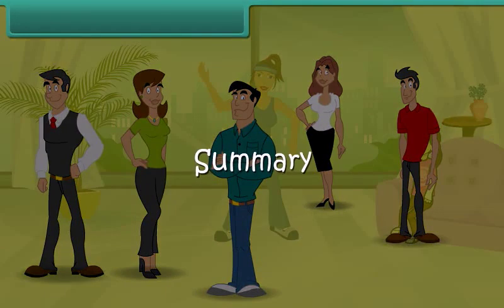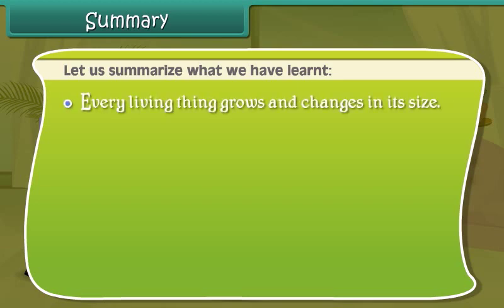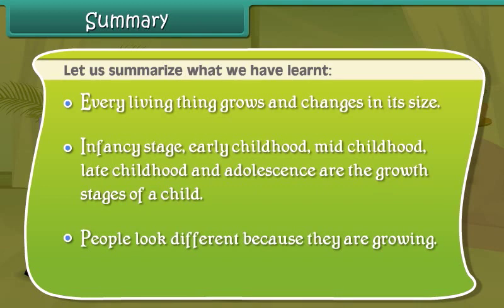Summary. Let us now summarize what we have learned so far. Every living thing grows and changes in its size. Infancy stage, early childhood, mid-childhood, late childhood, and adolescence are the growth stages of a child. People look different because they are growing.